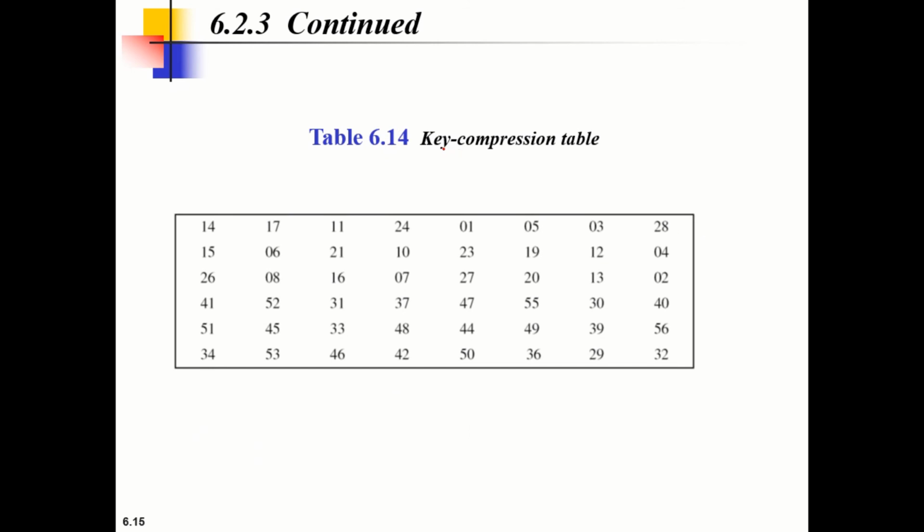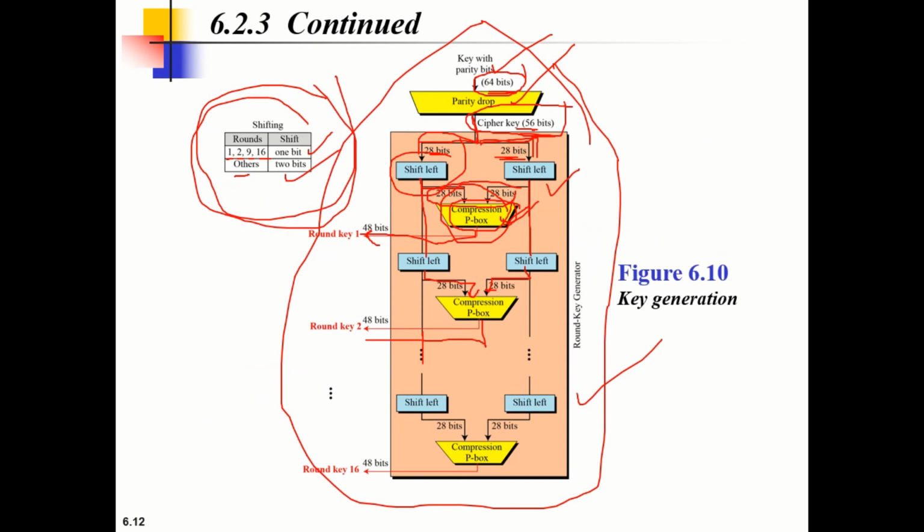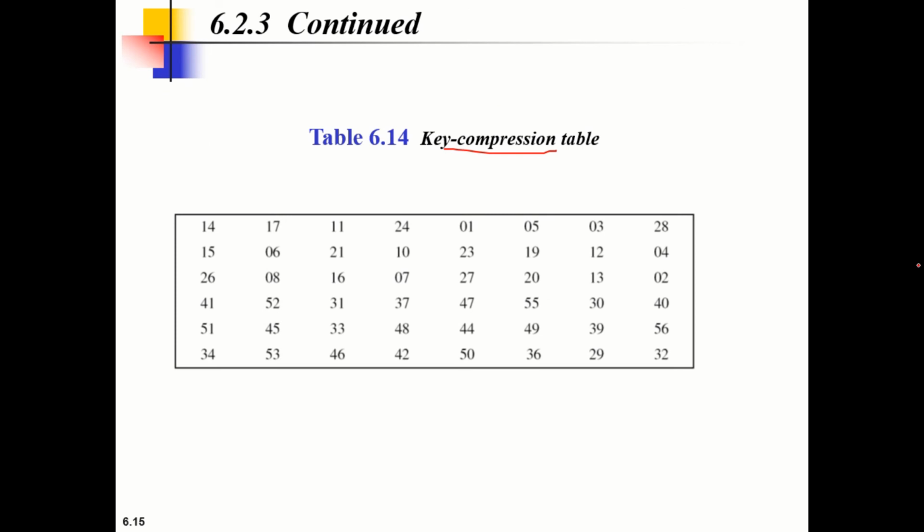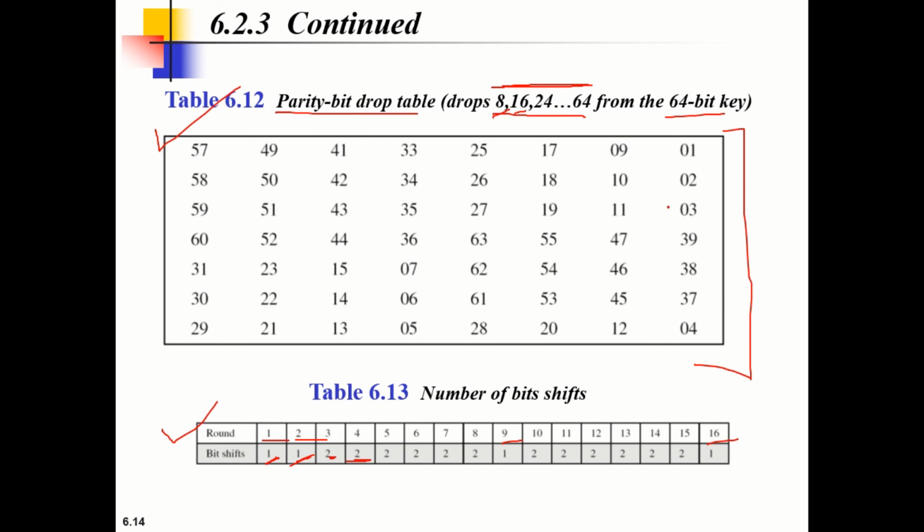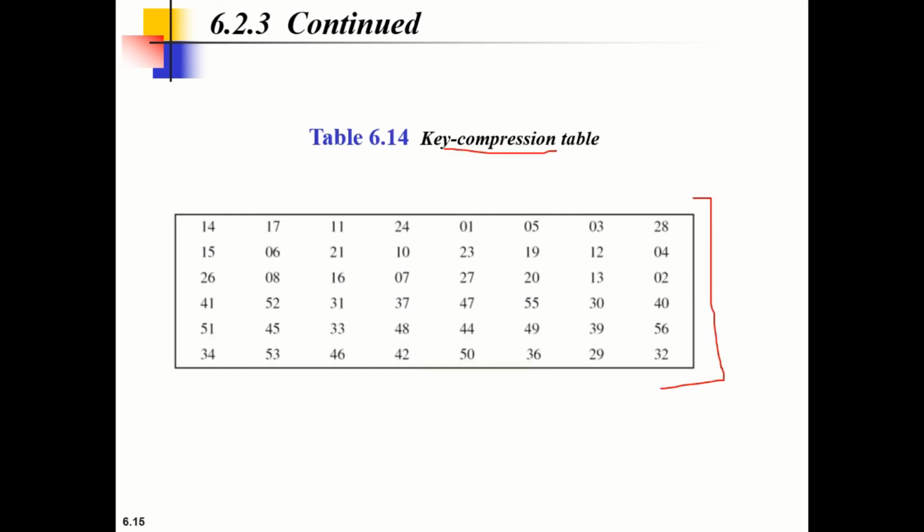Now this is the key compression table, which is the last component, this one. For this compression we make use of this key. We can see over here that initially we had 64 bits, so an 8 by 8 table. After parity drop we had only 56 bits, so this is an 8 by 7 table. After compressing it we have a table of size 8 by 6, so 48 bits we have now, and we make use of this table for compressing the key.